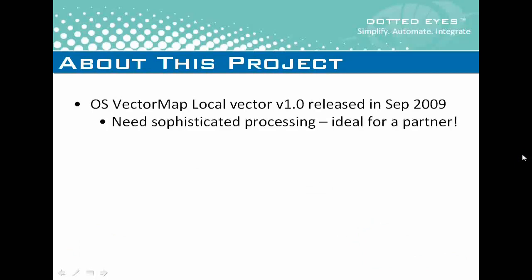So a few words first about this project. OS VectorMap Local is a vector dataset for which the first version was released by Ordnance Survey in Great Britain in September 2009. It needed really quite sophisticated processing to render it properly. Ideal, really, for a partner with technical skills like ourselves.